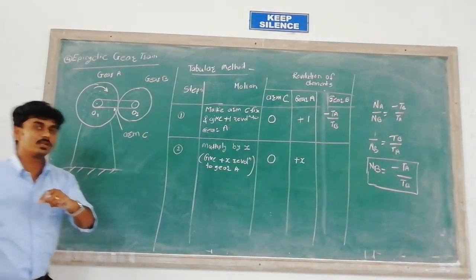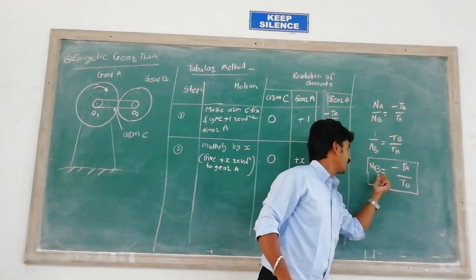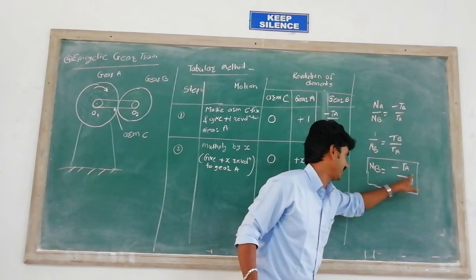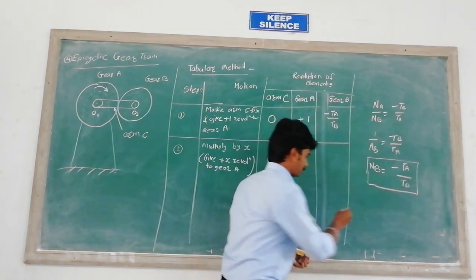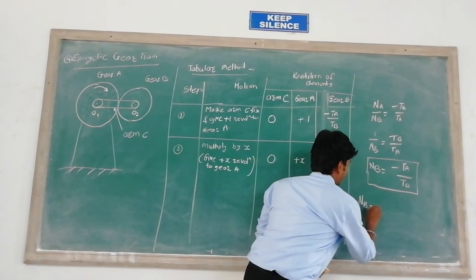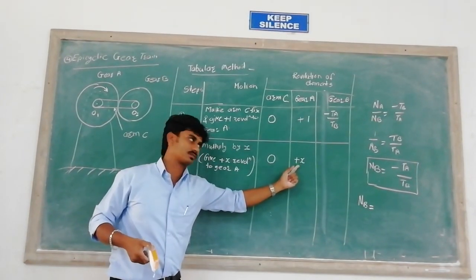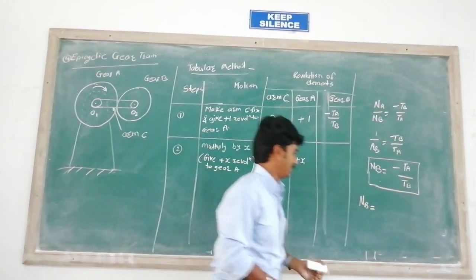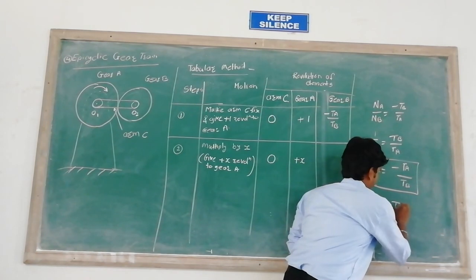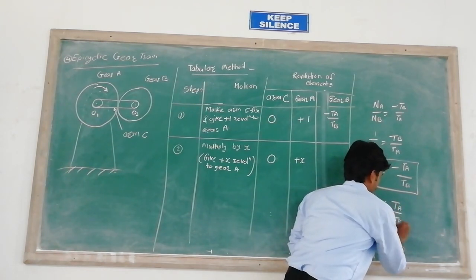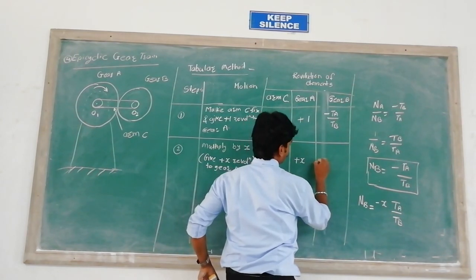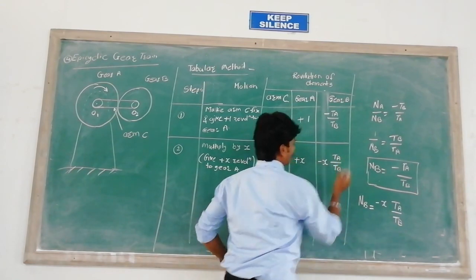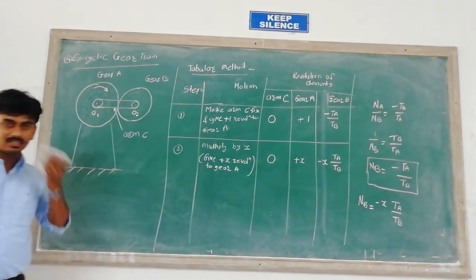When we give plus 1 revolution to gear A, the number of revolutions performed by gear B is equal to minus TA divided by TB. Similarly, when we give plus x revolutions to gear A, the number of revolutions performed by gear B is equal to minus x into TA divided by TB. So this is our second step.